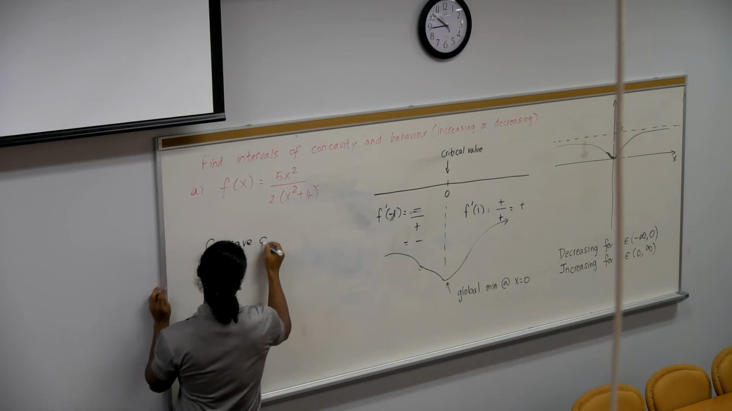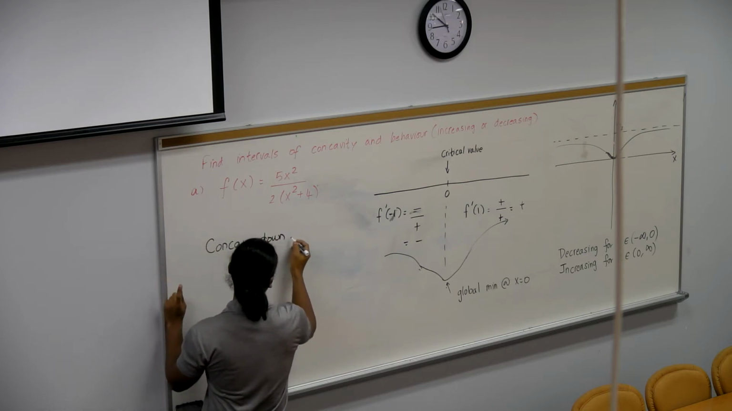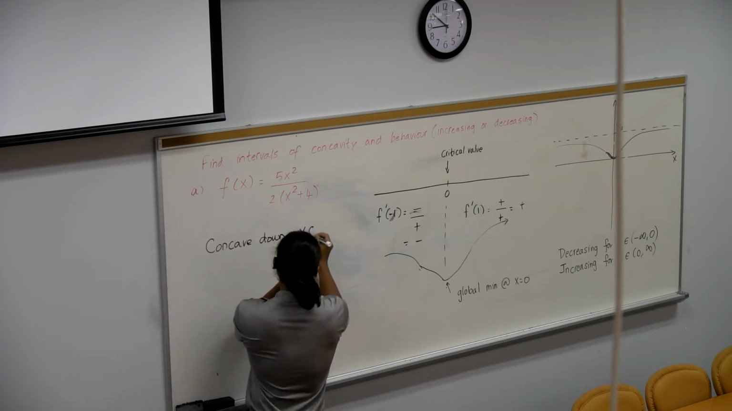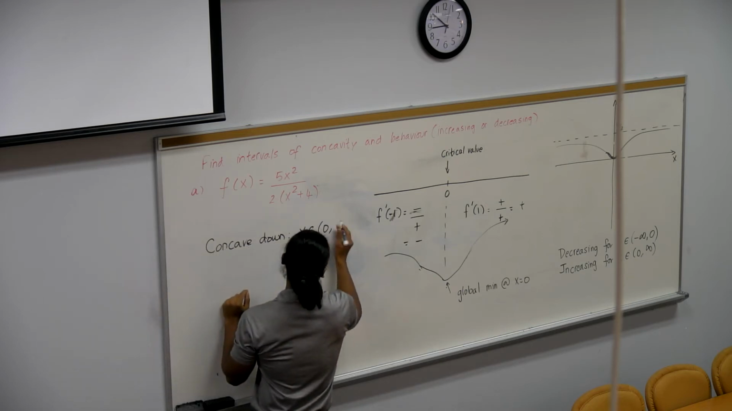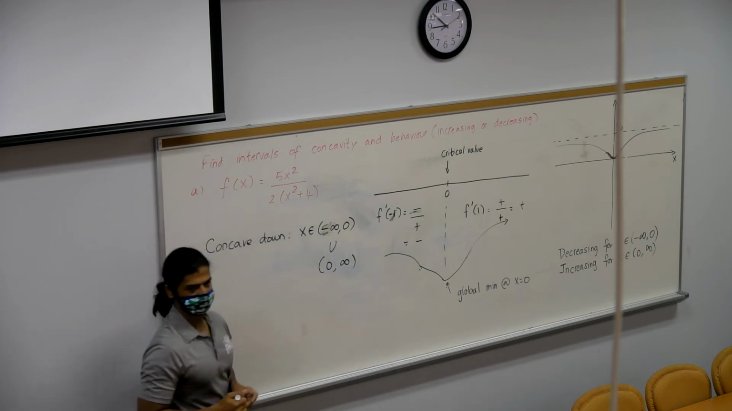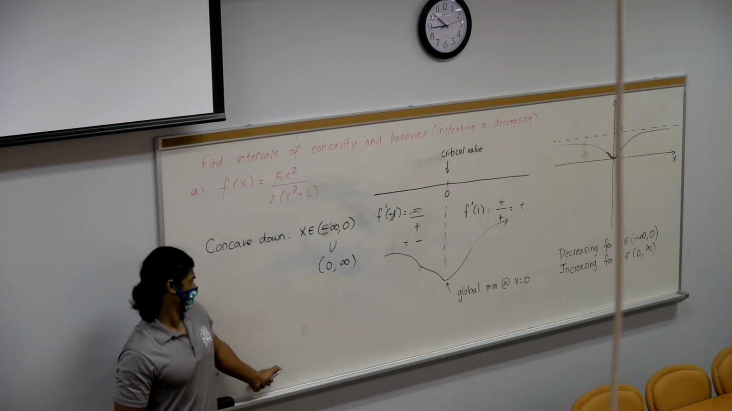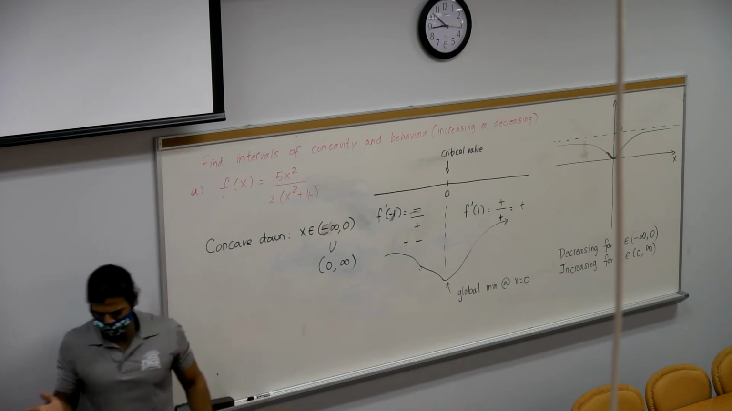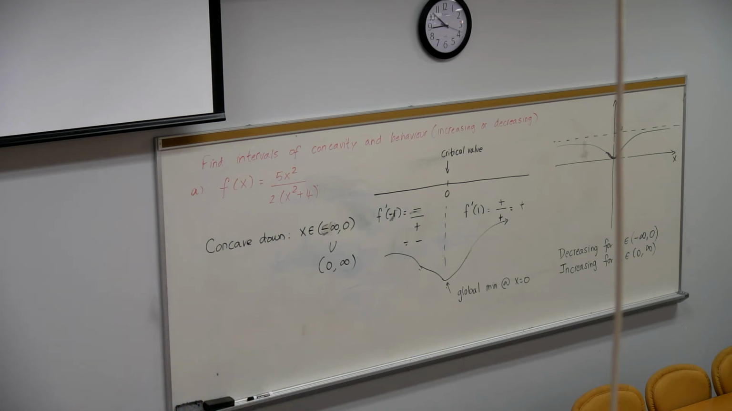So my conclusion, even before I go to the calculator, it is concave down for x in negative infinity to 0, union 0 to infinity. Am I right? I'm about 95% sure, 99% sure, we'll see.